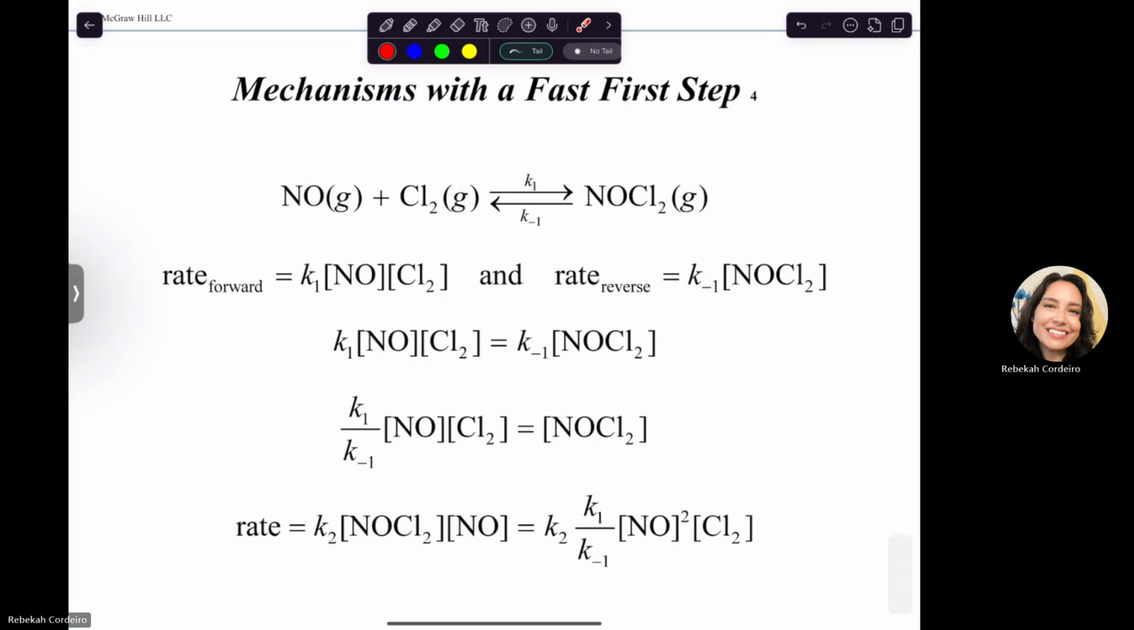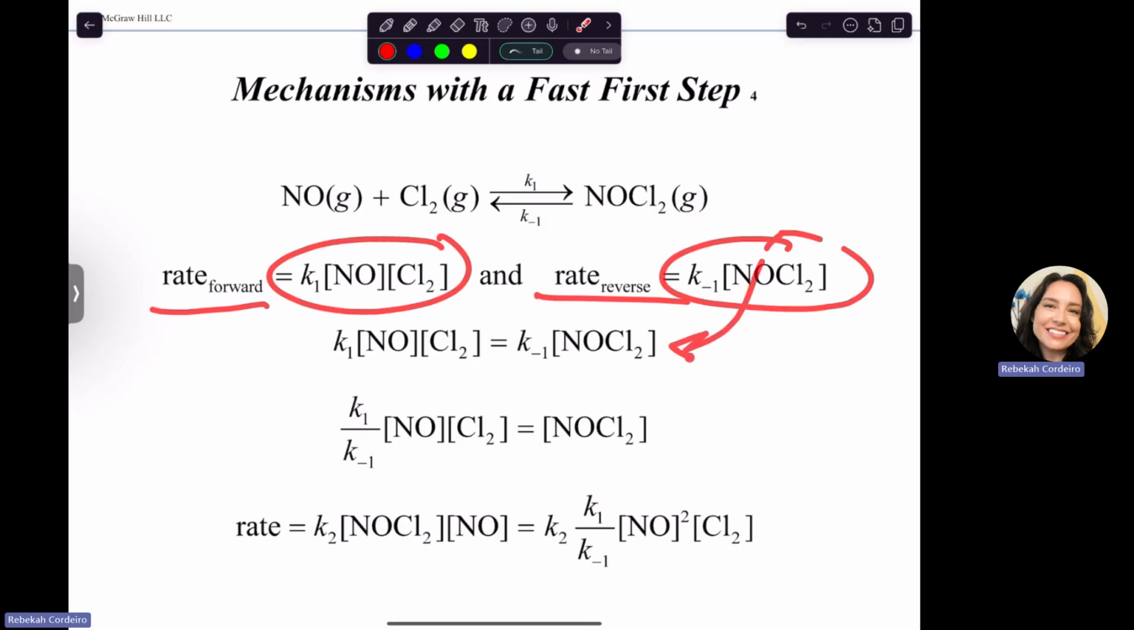So if we have this fast first step that's reversible, the reversible means that the rate forward and the rate reverse are the same. So if we think about what the rate law forward would be, assume this is the slow step, what would the rate law be? The rate law forward would be K1 times NO times Cl2. Rate reverse, so imagine now this is my reactants, would be K-1 times NOCl2. So we're saying in reverse, these two rates are equal to each other, so I can set this and this equal to each other, which is what we've done here.